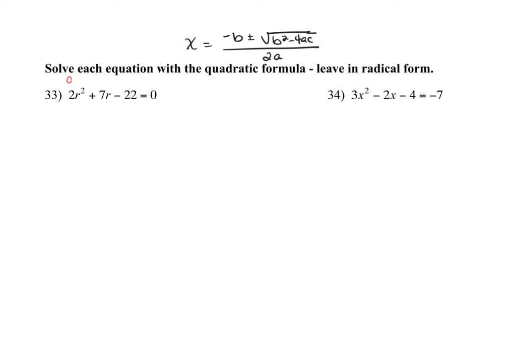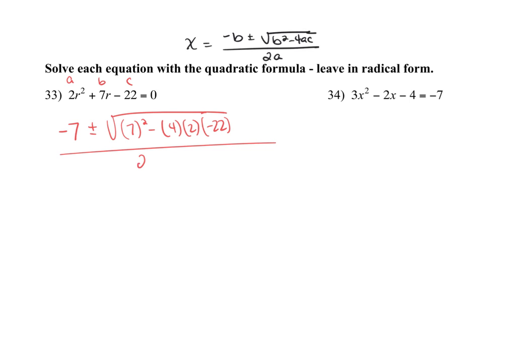So my a is 2, my b is 7, my c is negative 22. All right, so it's going to be negative b plus or minus the square root of b squared minus 4 times a times c all over 2 times a. And at this point, you're literally just doing order of operations, okay?